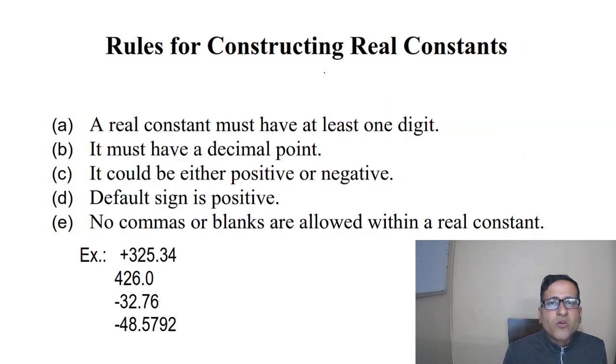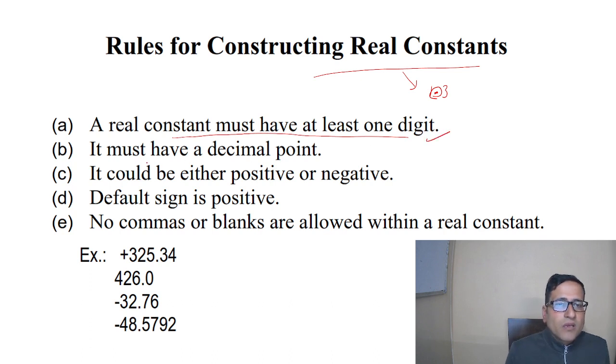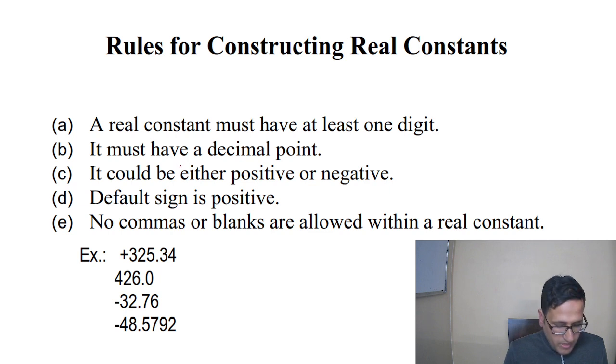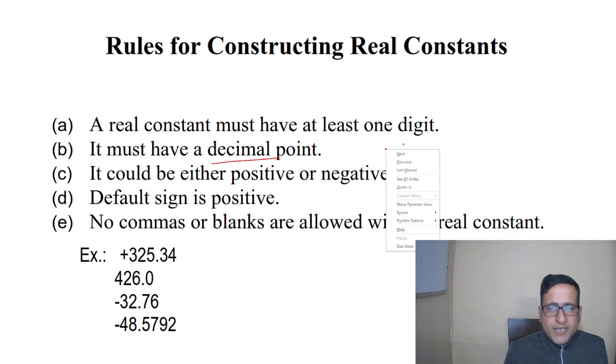Next is the rules for constructing real constants. A real constant must have at least one digit. As we said, real numbers are represented with decimal points, like 1.3 is a real constant, and it must have at least one digit. Next point is it must have a decimal point. As I told, the point is a must. If we write 0.3, then we have to use this point.